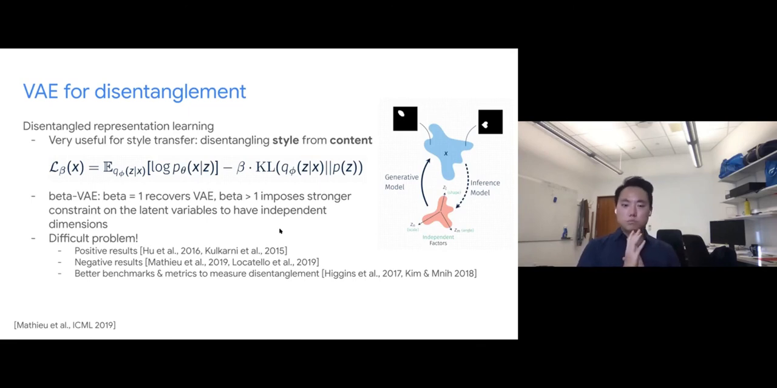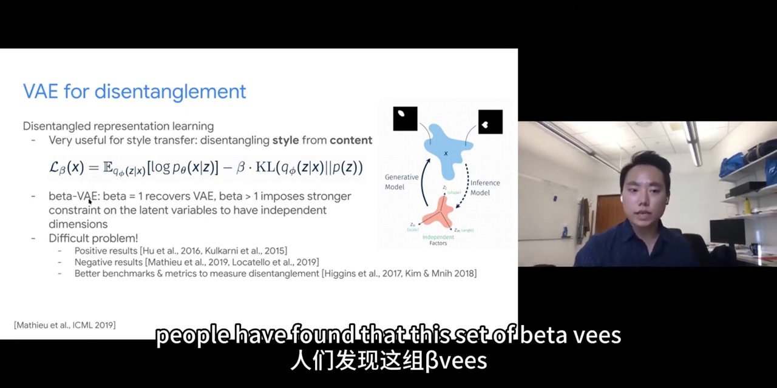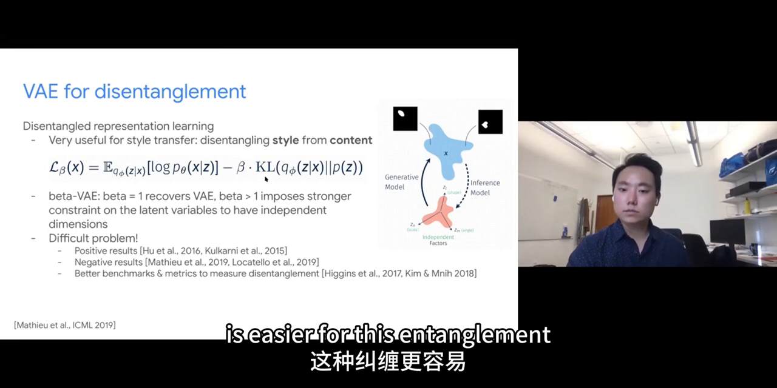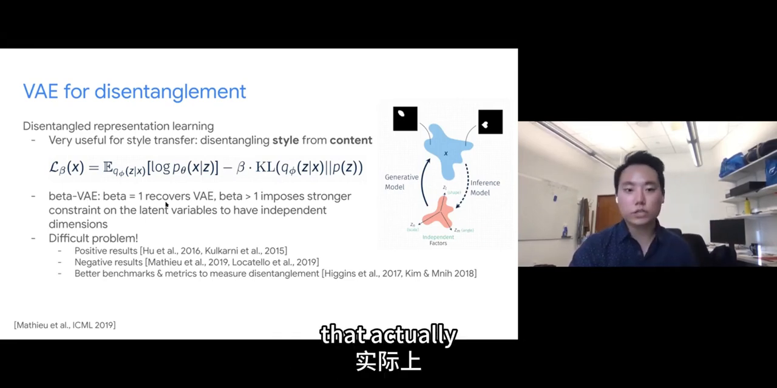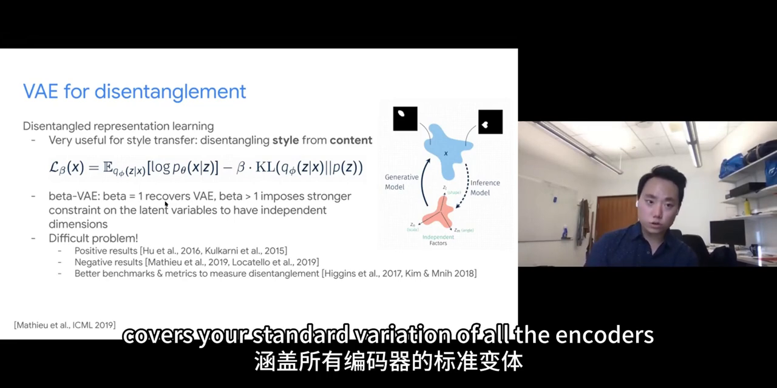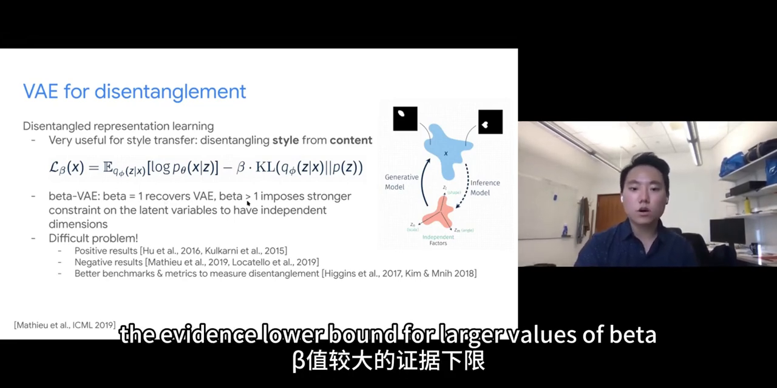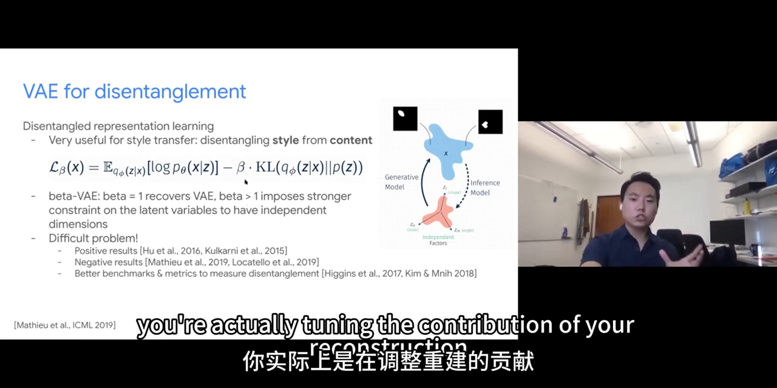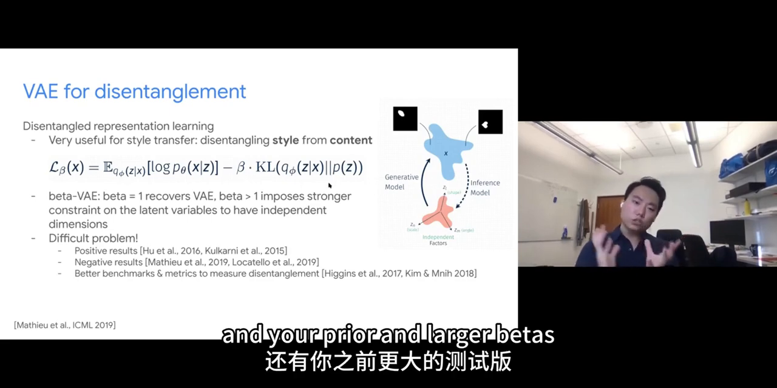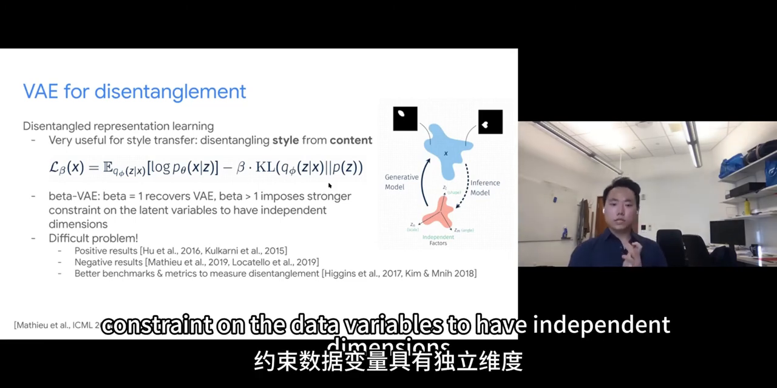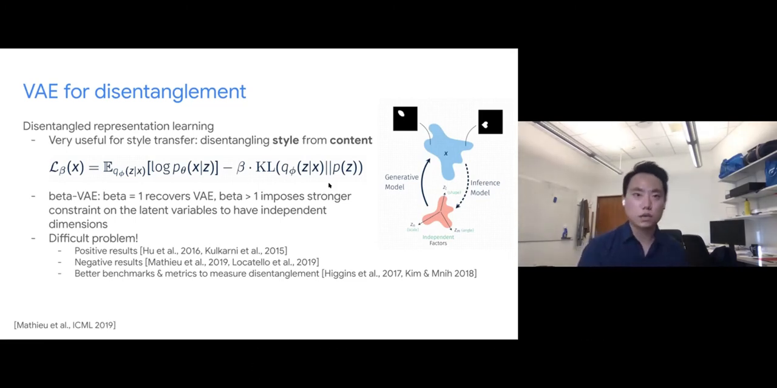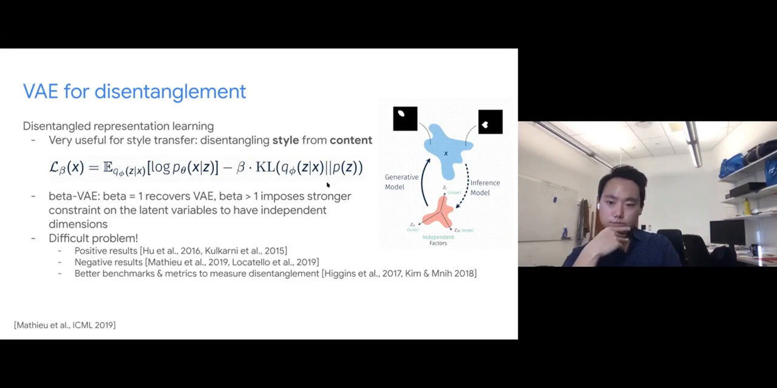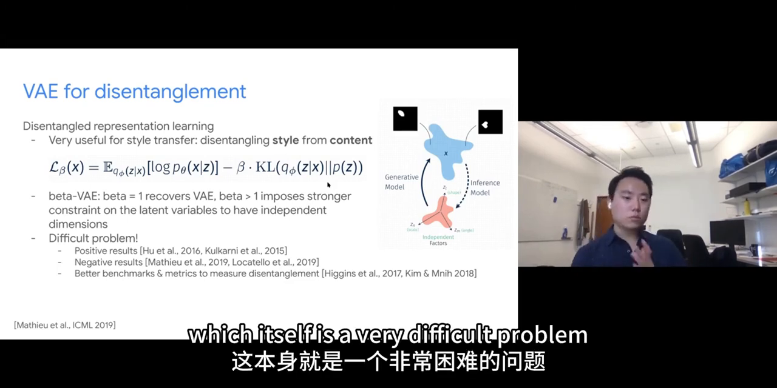In practice, people have found that beta VAEs, essentially having a tunable parameter beta in front of the KL, are easier for disentanglement. So if beta equals 1, that actually covers your standard variational autoencoders, the evidence lower bound. For values of beta larger than 1, you're actually tuning the contribution of your reconstruction and your prior. And larger betas impose a stronger constraint on the latent variables to have independent dimensions. So this is a very simple way of achieving disentanglement using variational autoencoders, which itself is a very difficult problem.